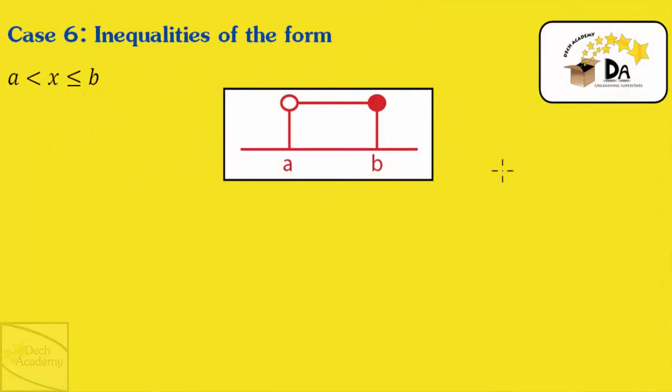Now let's move on to the next case. Inequalities of the form a is less than x, which is also less than or equal to b, where a and b are constants, just numbers. For example, 1 is less than x, which is less than or equal to 4. Now this inequality can be broken down into two inequalities. x is less than or equal to b, call this inequality 1, and a is less than x.